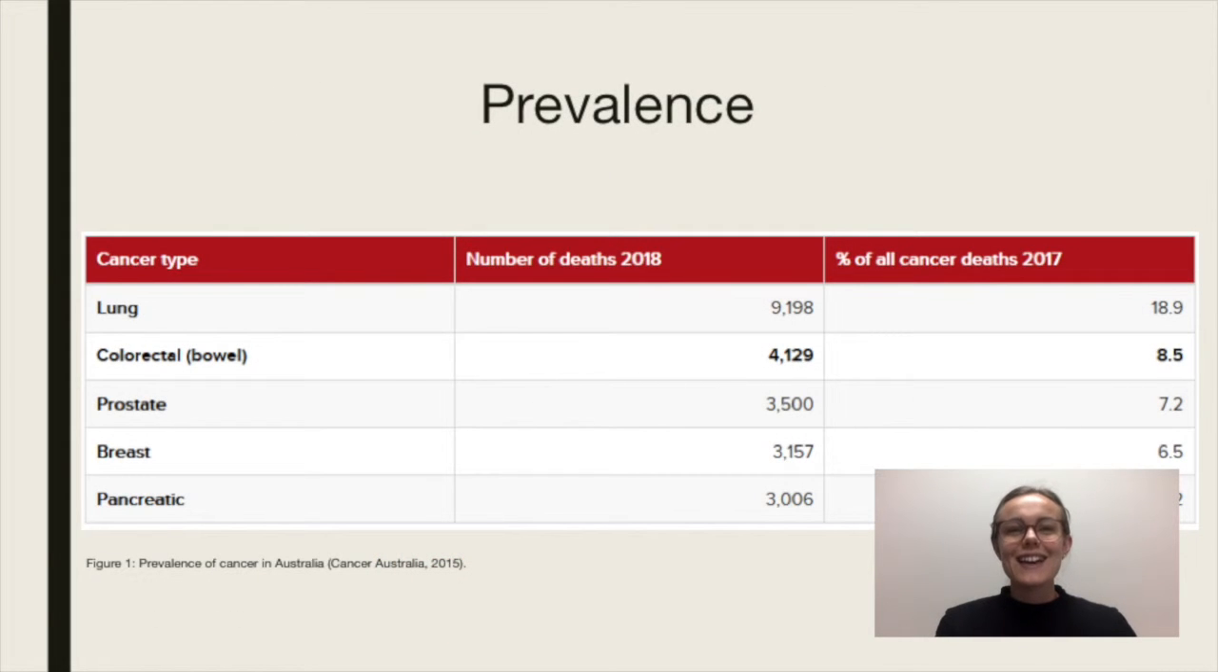Hi, I'm Meg and we're going to talk about the prevalence of colorectal cancer now. In 2015, colorectal cancer was the second leading cause of cancer deaths in Australia. It is estimated that it will remain the second most common cause of death from cancer in 2018.